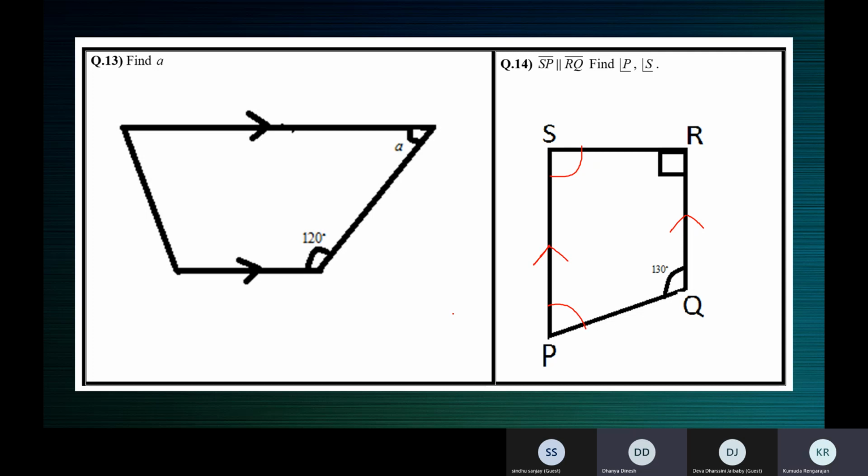Not one parallel side, but one pair of parallel sides. Correct. One pair of opposite sides is parallel. So PQRS is a trapezium. Okay. Now, how do we find angle P and angle S?